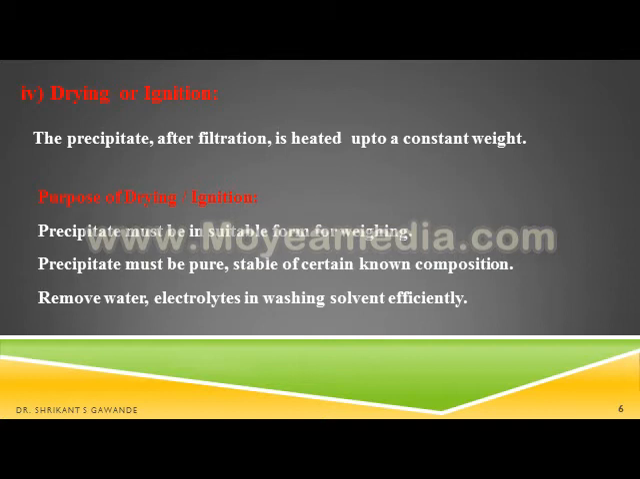The drying or ignition step removes the water and electrolytes in the washing solvent efficiently.